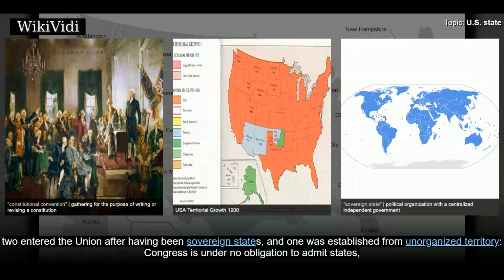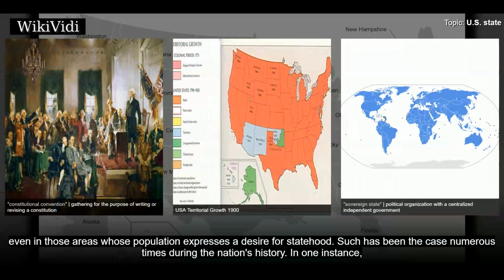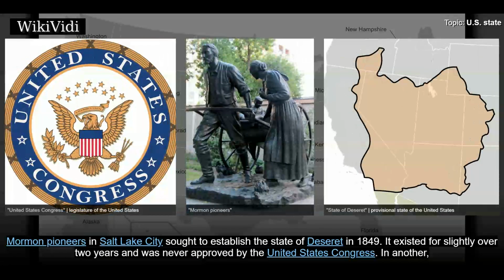Congress is under no obligation to admit states, even in those areas whose population expresses a desire for statehood. Such has been the case numerous times during the nation's history. In one instance, Mormon pioneers in Salt Lake City sought to establish the state of Deseret in 1849. It existed for slightly over 2 years and was never approved by the United States Congress.